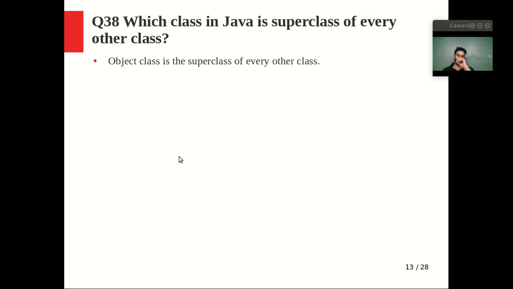Now the next question is which class in Java is the super class of every other class? So in Java, the Object class is the super class of every other class, right? So you have to keep in mind that Object is the only class that is the super class or the parent class of every class in Java.